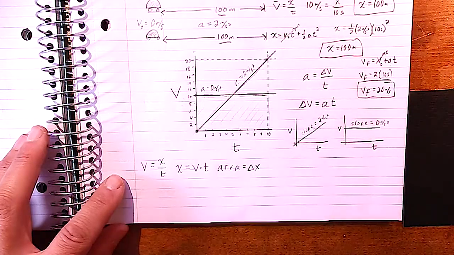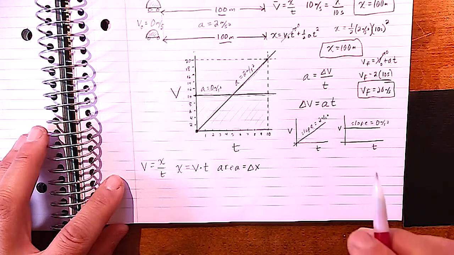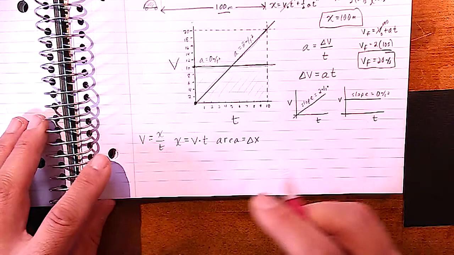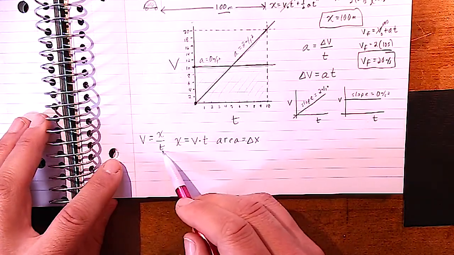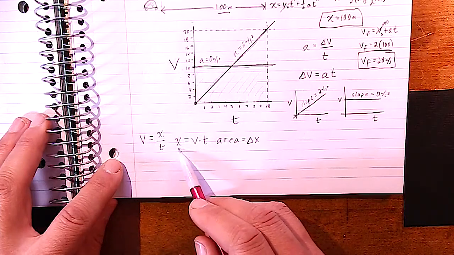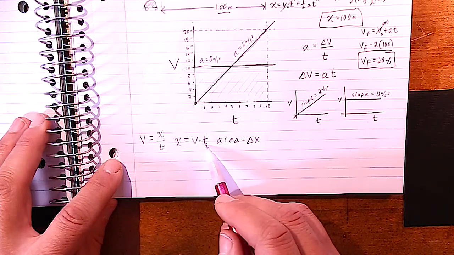An acceleration of 0 can also mean that the object's not moving at all, but in this case, it's moving at a constant velocity. And finally, we can also say that v is equal to x over t. So therefore, x is going to be v times t.